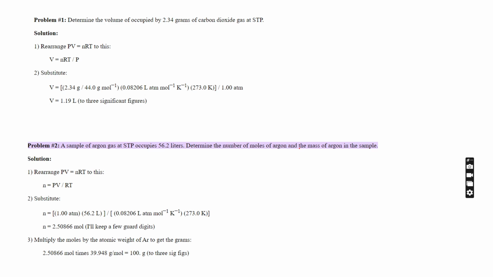Now see the second question. It's a similar kind of problem. A sample of argon gas at STP occupied 52 liter. Determine the number of moles of argon and the mass of the argon in the sample. So the same way, n is equal to PV by RT, we will get it. Substitute the values, you will get n, that is the number of moles, and multiply the number of moles by the atomic weight, you will get the gram weight.